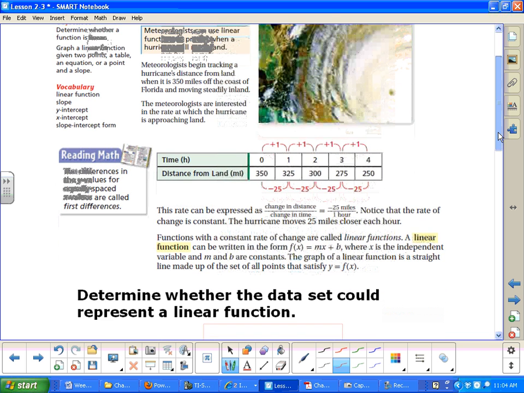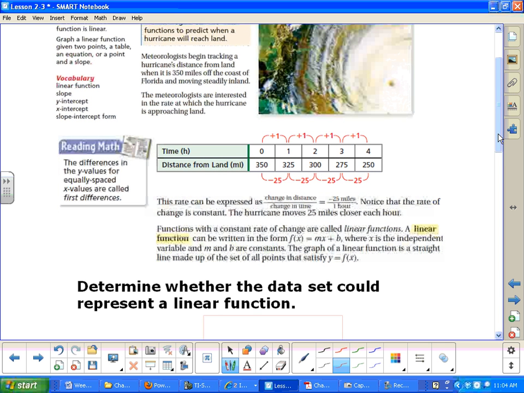So linear functions are straight lines that sometimes have a slope, sometimes they don't, but they have evenly spaced x values and evenly spaced y values. So here they talk about a hurricane, which we had a nasty one just recently with Sandy hitting the East Coast. Over time, we have distance from land, so it was traveling at a linear rate, getting closer and closer to land.